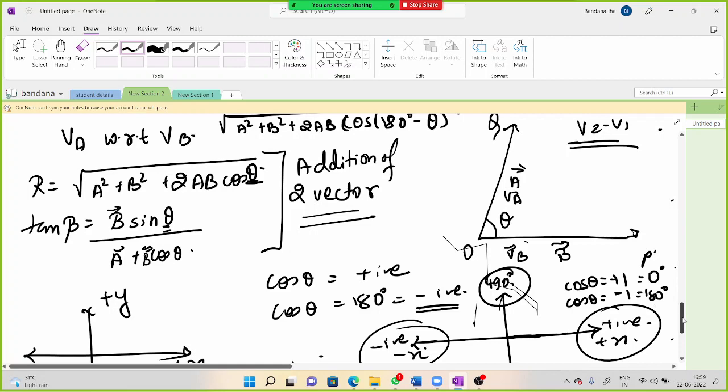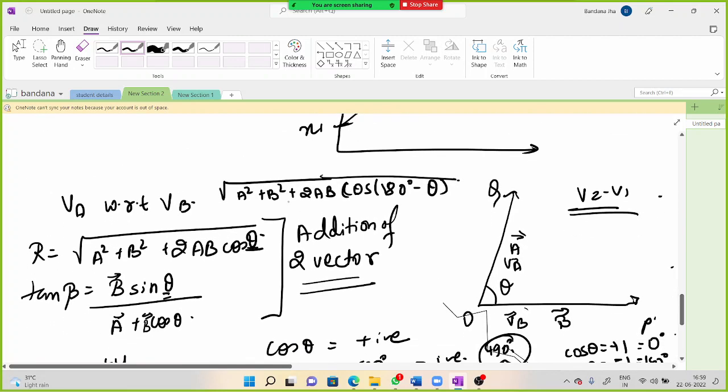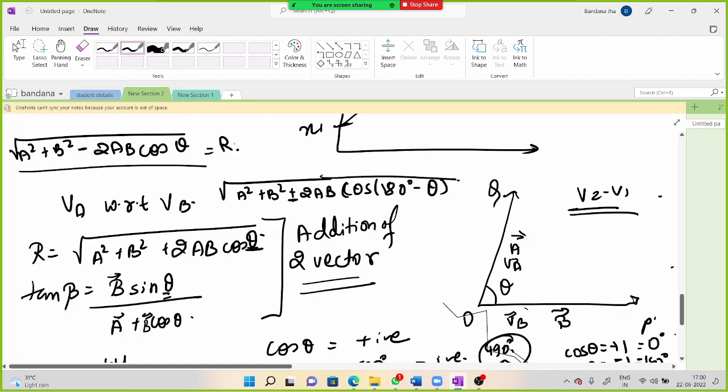Understood? That time it will be shown as a positive sign here. If you don't want to show it positive, then you will write a square plus b square minus 2ab cos of theta. Understood? Why? Instead of cos of 180 degree minus theta, if you don't want to write 180 degree minus theta, you have to subtract it also. So that's why we have put a minus here.